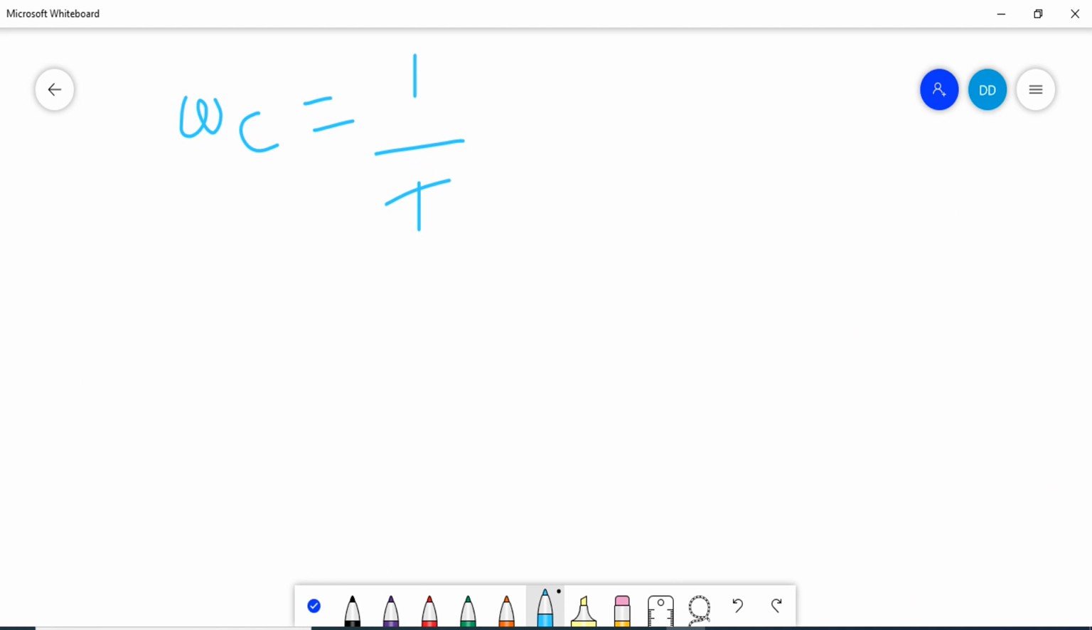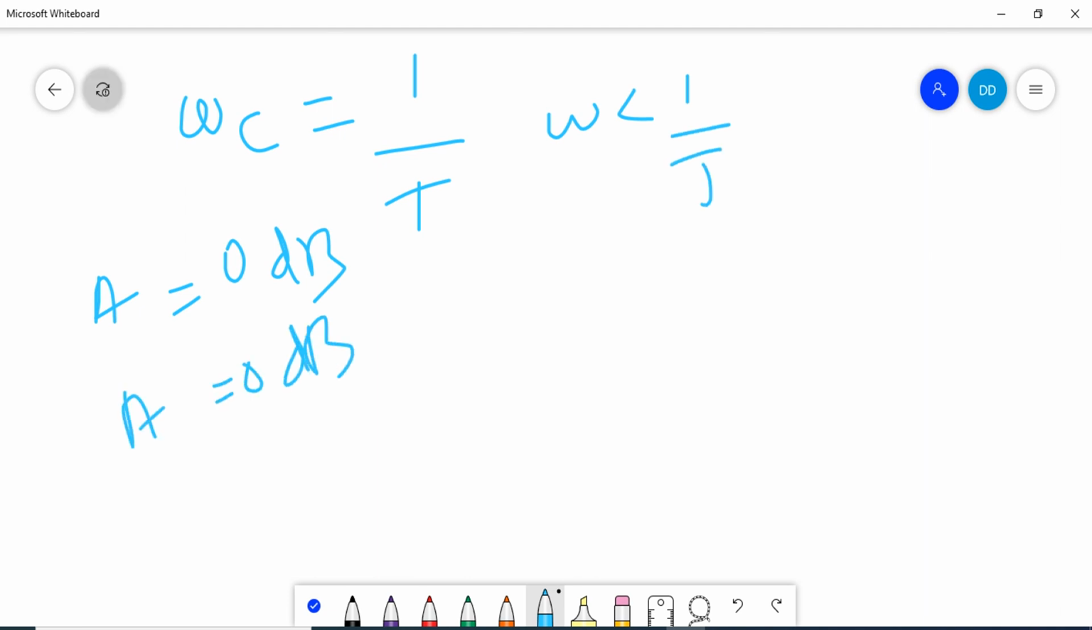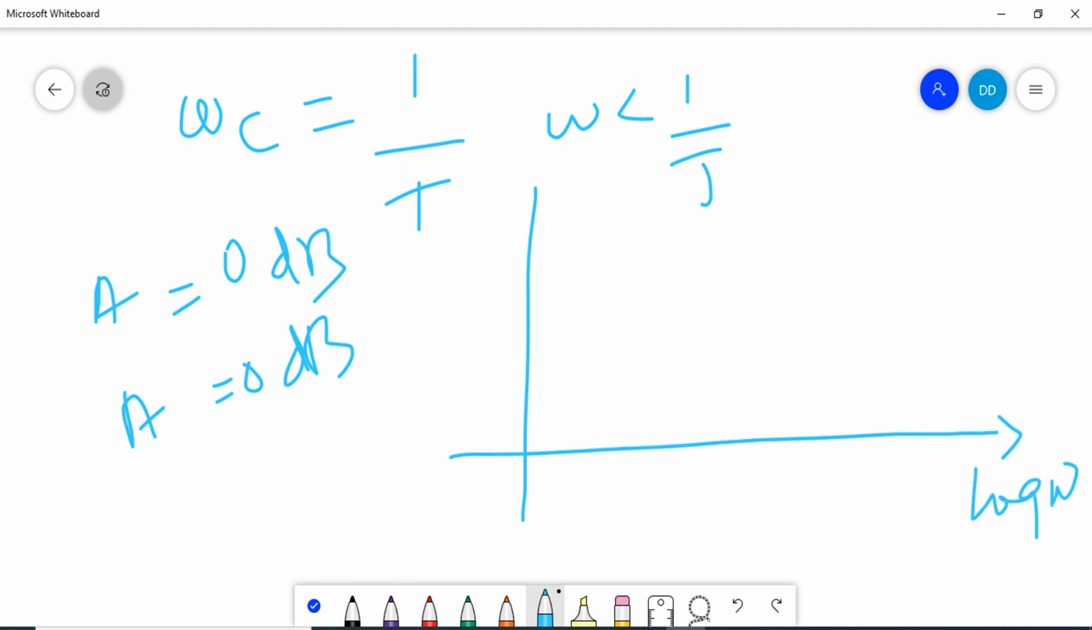So at low frequency, the log magnitude is 0 dB. At frequencies less than 1 by t, again our magnitude is 0 dB. After that, we have a straight line of slope minus 20 dB per decade. So we can draw the magnitude plot. This is log omega. This is our magnitude, which is in decibels.